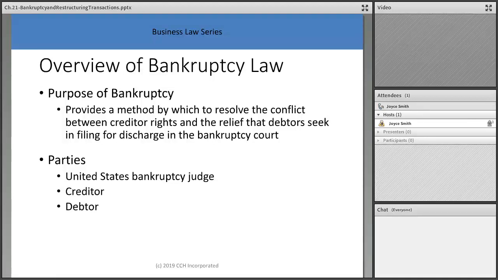So the parties in our bankruptcy, we have the U.S. bankruptcy judge. Every regional court has this; bankruptcy is held in the U.S. courts. We have the creditors and we have the debtors. The creditors are the people that we owe money to. The debtor would be your client or the homeowner.